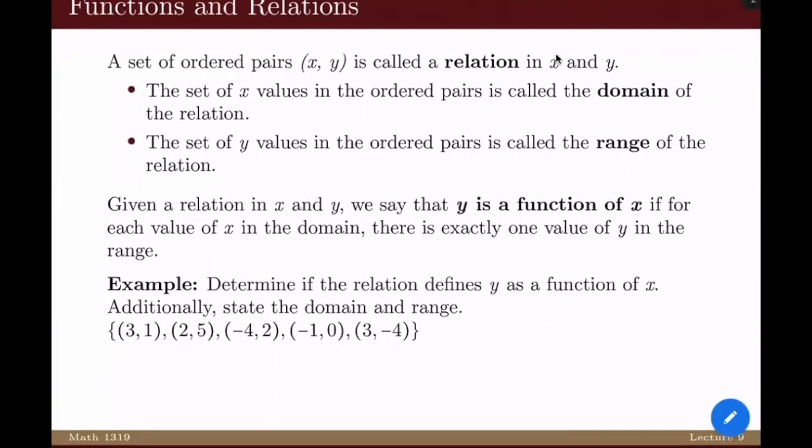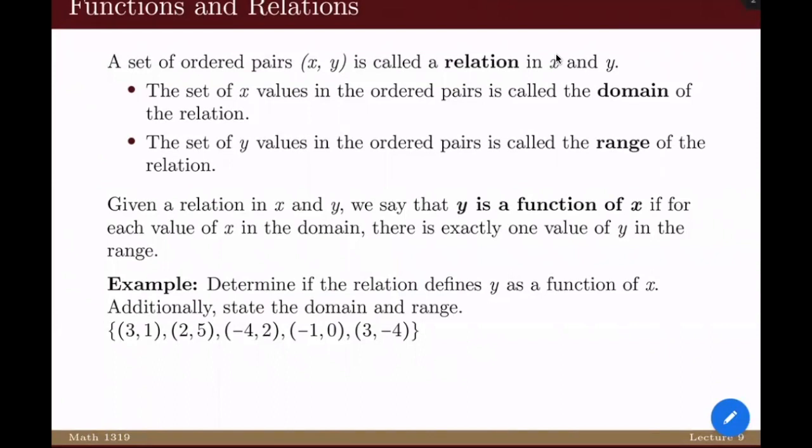So a set of ordered pairs x and y is called a relation in x and y. The set of x values in the ordered pairs are called the domain, and the set of y values are called the range. Given a relation x and y, we say that y is a function of x if for each value x in the domain, there's exactly one value y in the range.